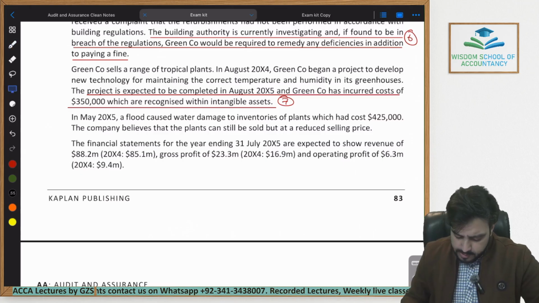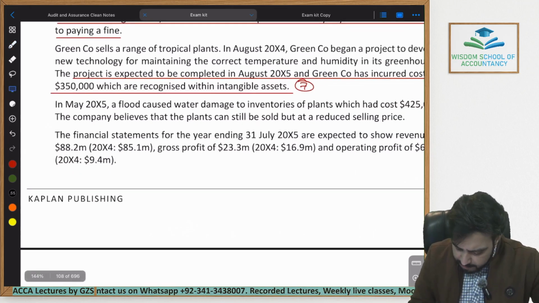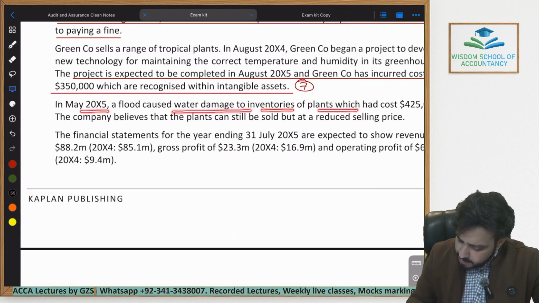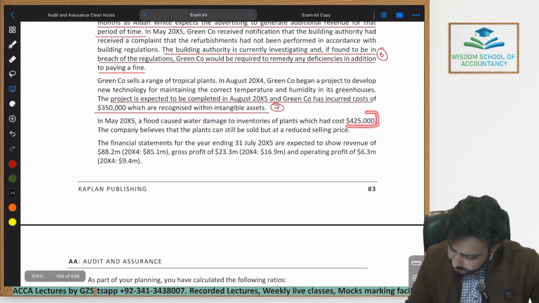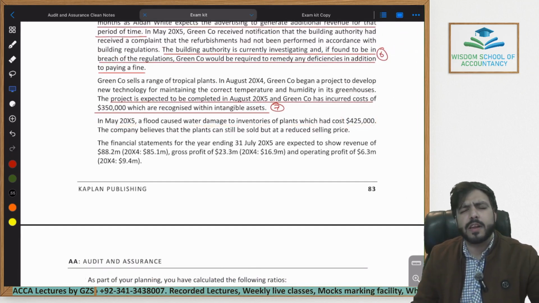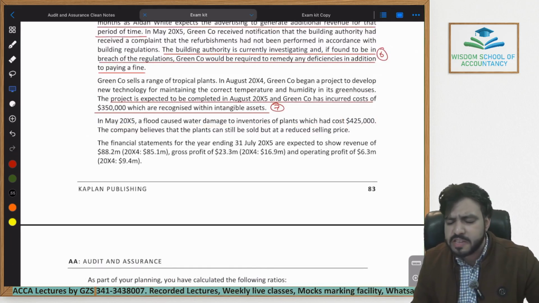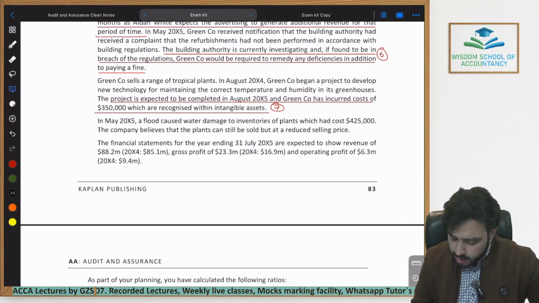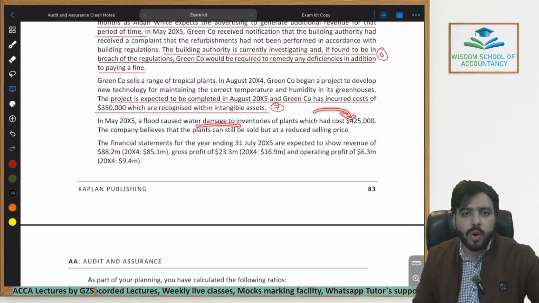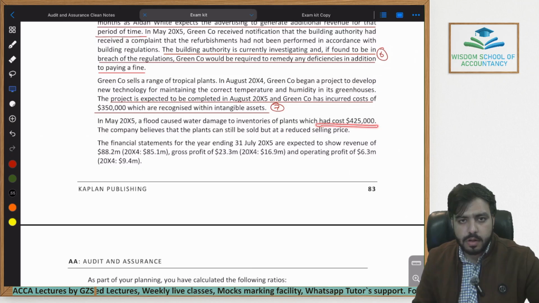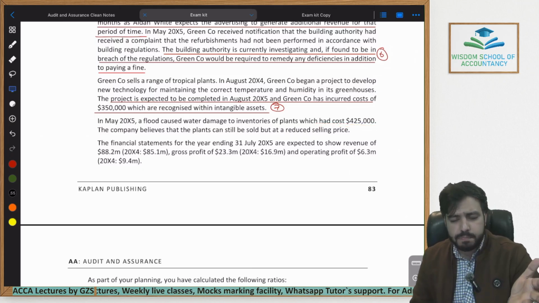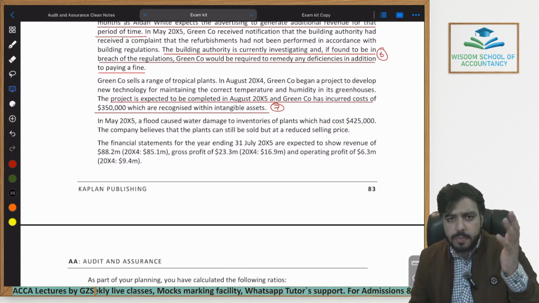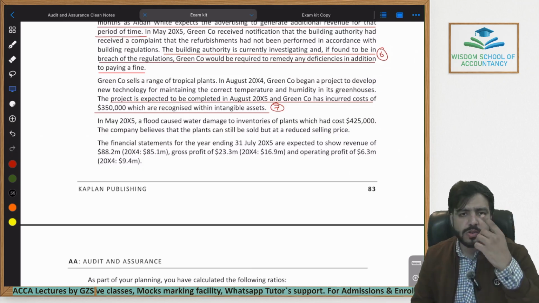Now, moving forward, let's read the final two paragraphs. In May 2015, a flood caused water damage to inventories of plants which had a cost of $425,000. This is a very common scenario tested in the exam, and you will see it repeatedly asked within audit risk questions: water damage to property, plant and equipment, or to inventory. Whether a flood came, a thunderstorm came or a tornado came, you will see this in a lot of questions. The response is only one.